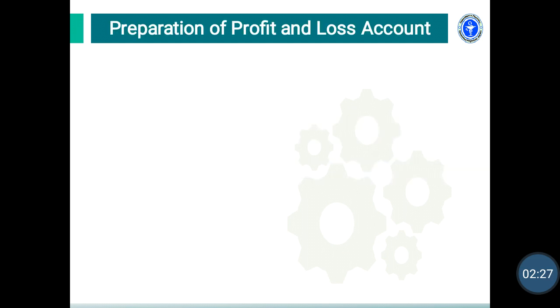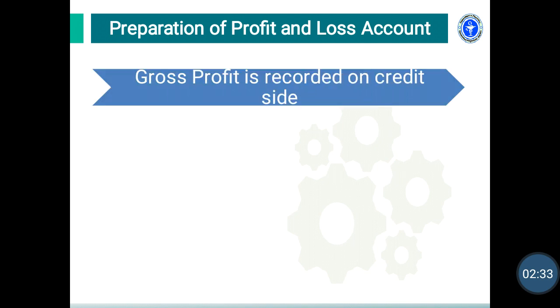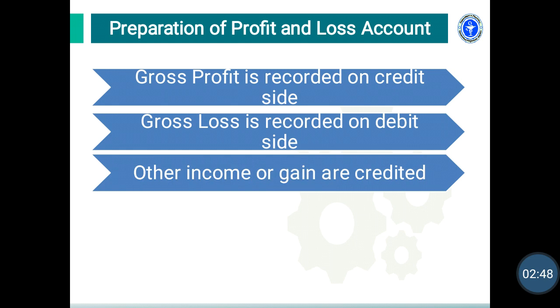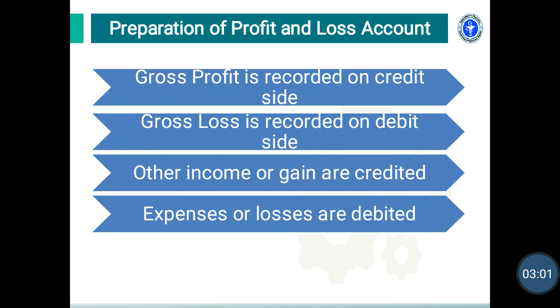Next is preparation of profit and loss account. Firstly, on determining the gross profit or gross loss from trading account, the gross profit is recorded on credit side, while whatever gross loss is there is recorded on a debit side. Other incomes or gains are considered as income and are credited to profit and loss account, while expenses or losses are debited to profit and loss account.